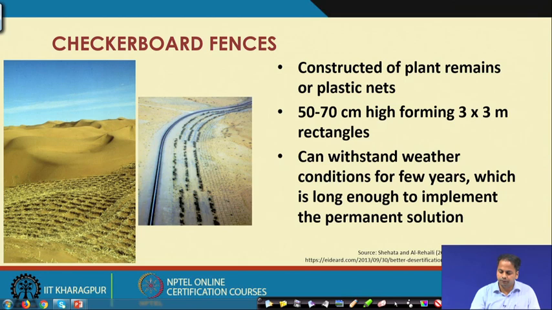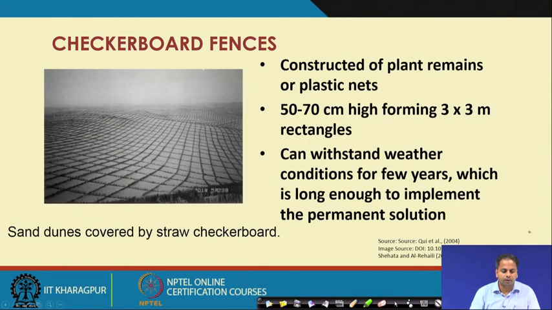Then if we see, okay, this is another example of a checkerboard system, where straws, as I said, the plant residues, are used here. Okay.